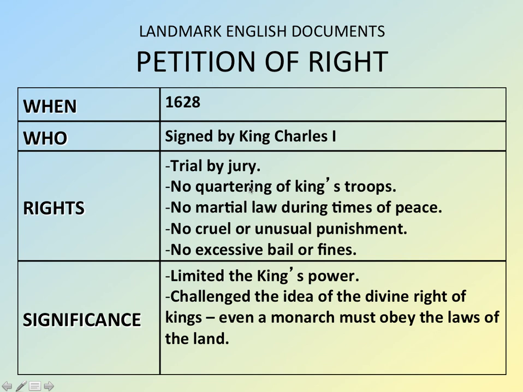Again, just a real quick chart outlining what it was and its significance, signed in 1628 by King Charles. Some things that it was supposed to guarantee or protect: trial by jury, quartering of troops, cruel and unusual punishment, excessive bails and fines. And again, the significance, you'll see it throughout this document and the next one as well. It limits the king's power, limits what the monarch can do, and challenged the idea that he can do whatever he wanted to do, and that he didn't have to obey laws.